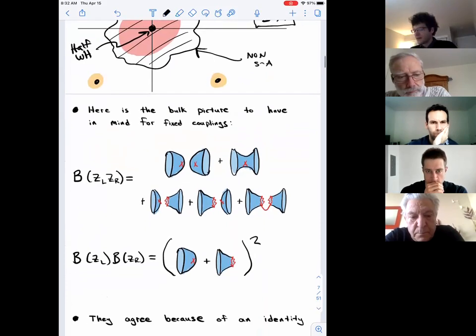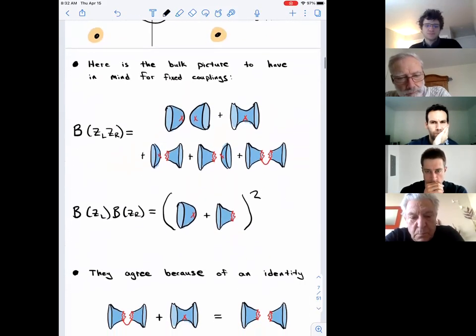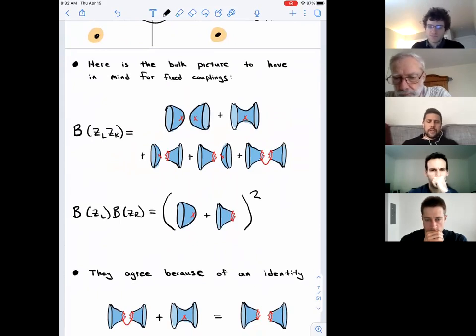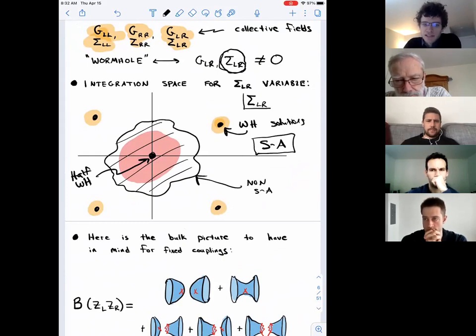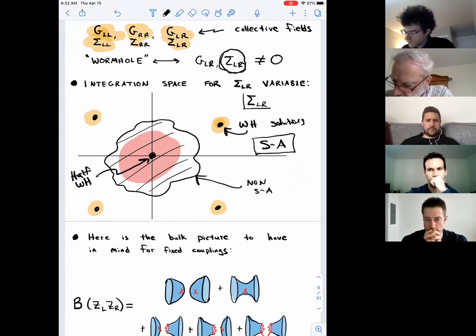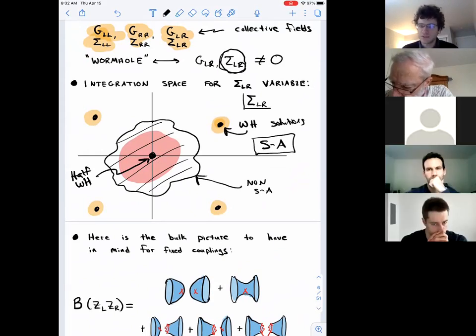So here's the kind of bulk picture to have in mind that goes along with this. Sorry, Douglas, quick question. What can you say about the transition between the regions that are self-averaging and not self-averaging? Is there supposed to be a sharp line? Yeah, there's a sharp line at large N. I see. Thanks. The origin of that transition is an interchange of dominance of two saddle points, which is a sharp transition at large N.